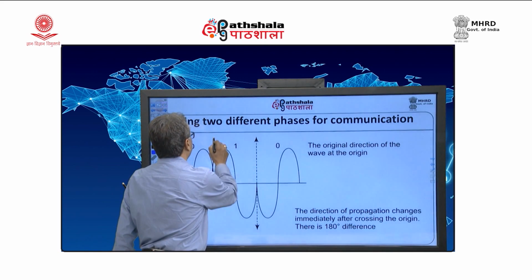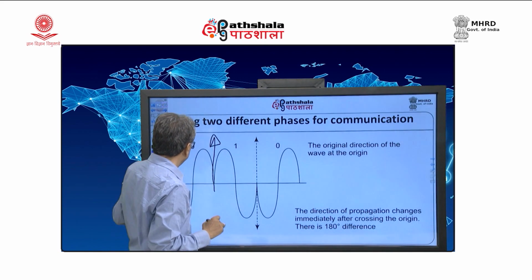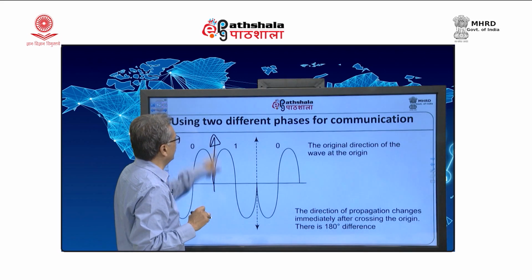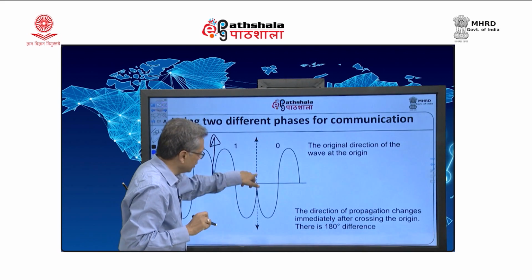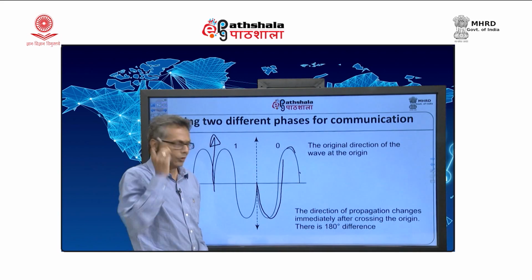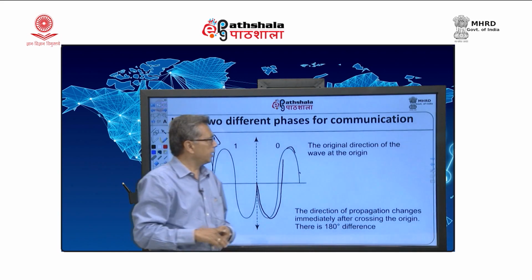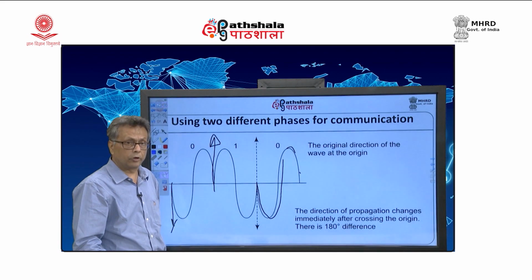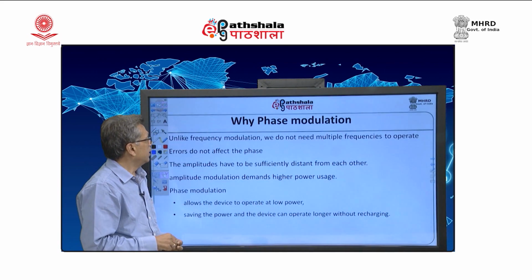If my wave is going upwards, it will be 1. So 0 will always begin like this, 1 will begin like this. And again it is 0, and you can see that the wave has gone here and then gone back. Okay. So this is how phase modulation can also work.